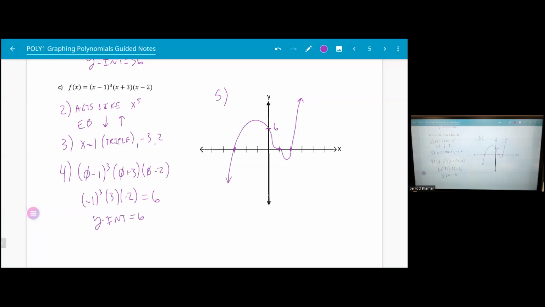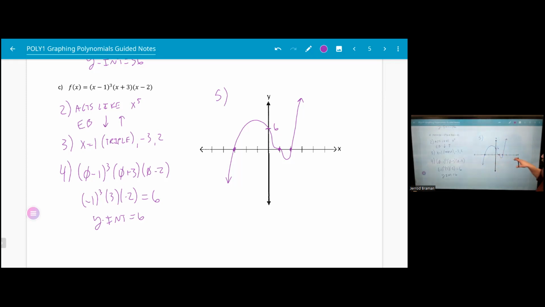All right, now that you're back, let's go ahead and check our work. We've got a triple root on that first one, x minus 1 cubed times x plus 3 times x minus 2. If we add those things up, we end up with an x to the 5th and a positive x to the 5th. So we've got down on the left, up on the right for our end behavior. We've got x equals 1 is a triple root because it happens 3 times. That's what cubed means. We've also got x plus 3, so x equals -3, and x equals 2.